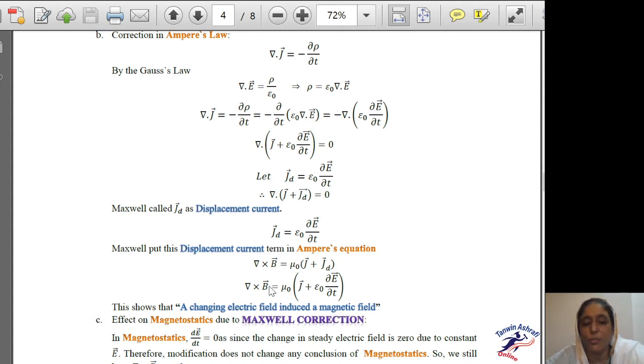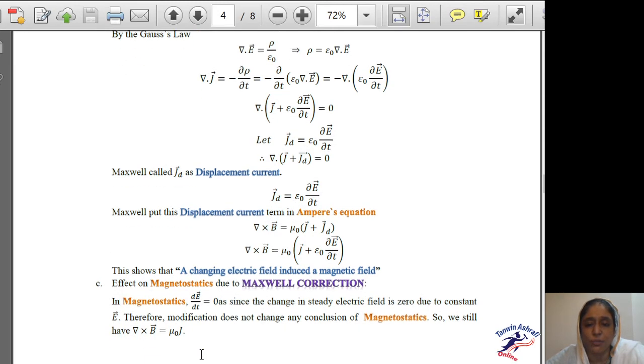The effect on magnetostatics of this addition, the Maxwell correction: in magnetostatics, partial E by partial t is equal to 0, since a steady electric field is constant and does not change. Therefore, the modification does not change any conclusion of magnetostatics. We still have del cross B equal to mu naught J from Ampere's law when we are working on magnetostatics.